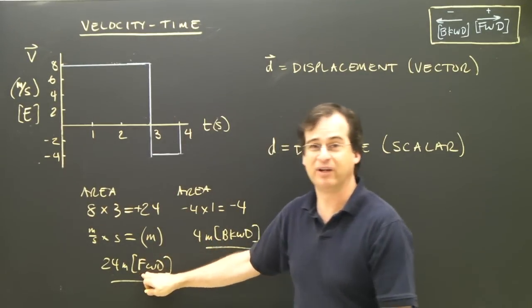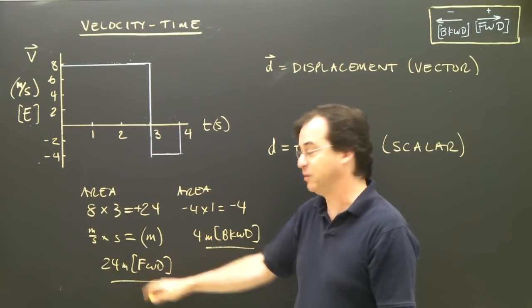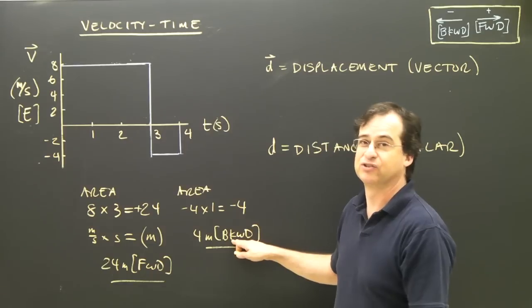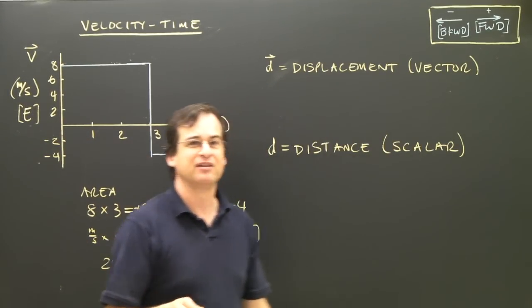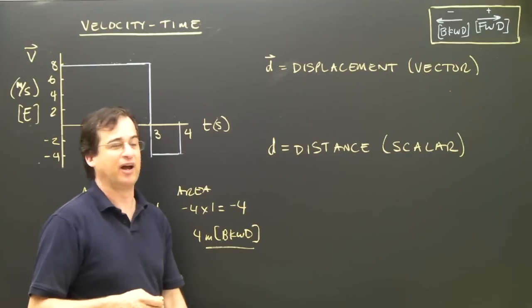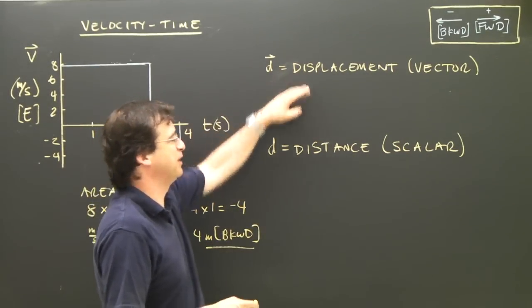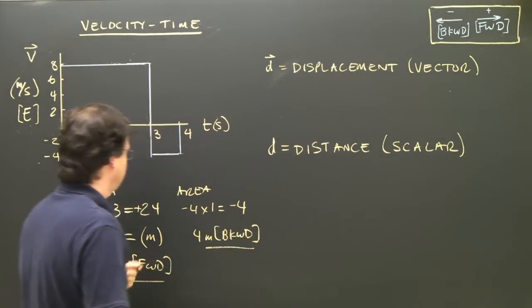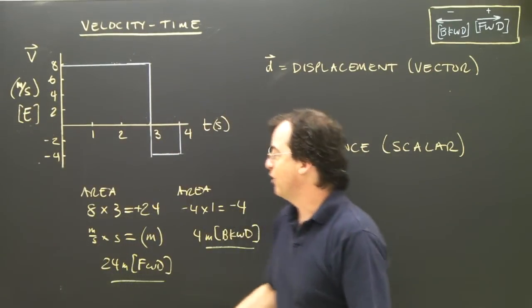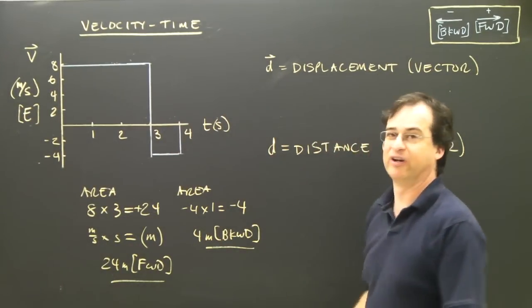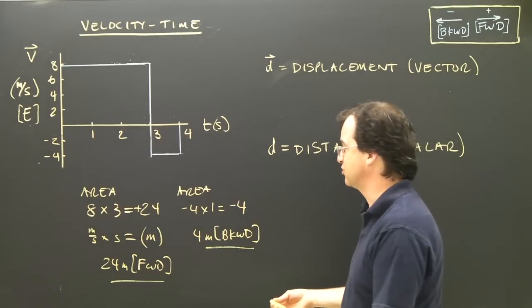So this could be written 24 meters east, or should be probably, and this is 4 meters west if you're applying this direction. Now this brings up something that I don't think we've covered in our other graphs, and that is the difference between displacement and distance. These two numbers can be treated differently. The displacement is how far you've moved, and it's a vector quantity. It's where are you in relationship to the start.